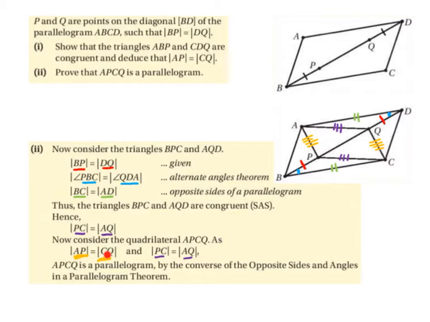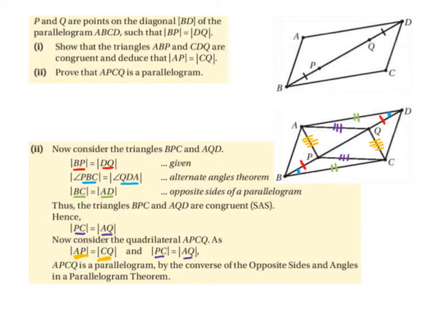AP is equal to CQ. We already proved that in part 1. And PC is equal to AQ. We proved that here. So as these are equal, APCQ is a parallelogram by the converse of the opposite sides and angles in a parallelogram theorem.